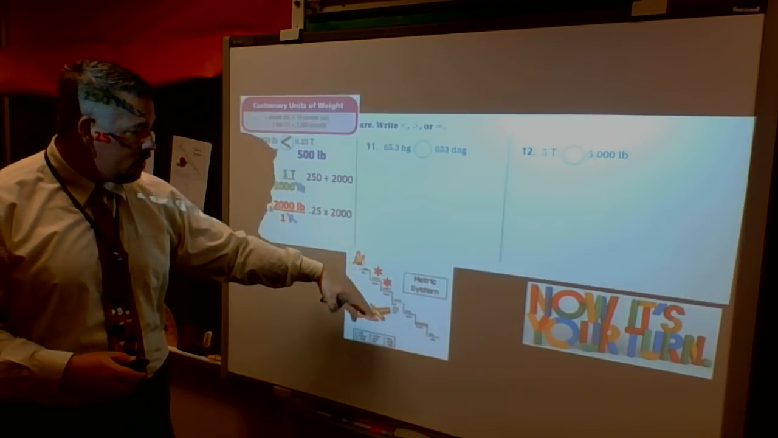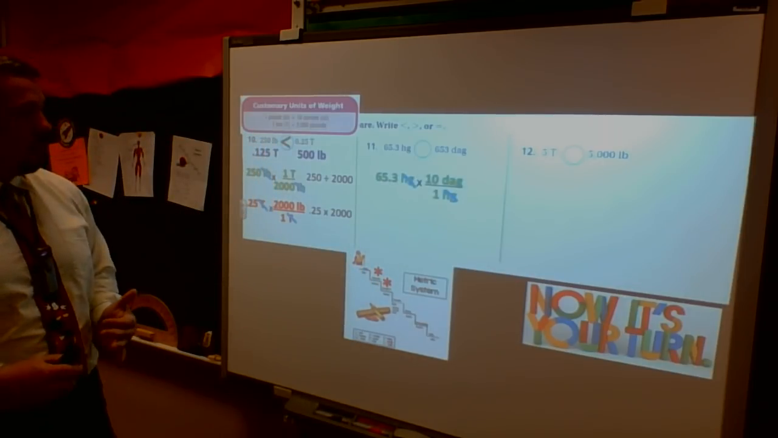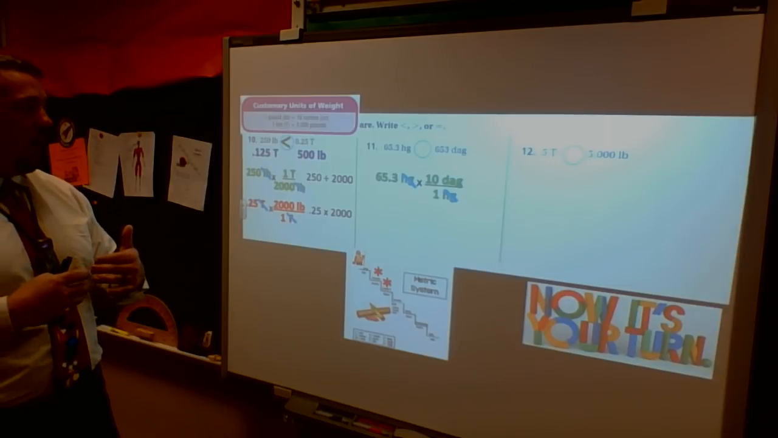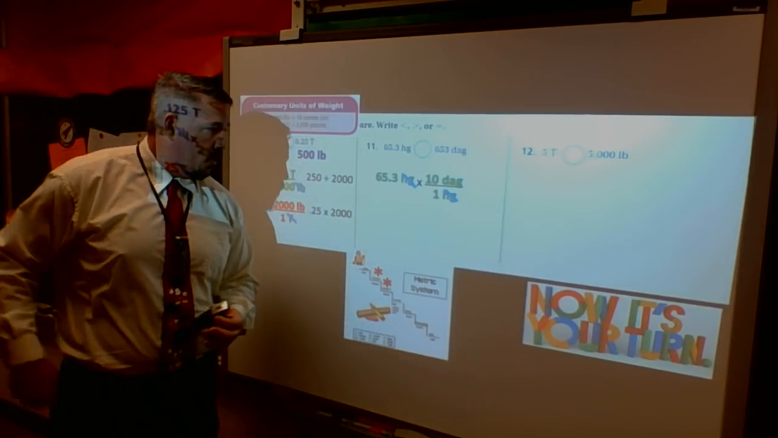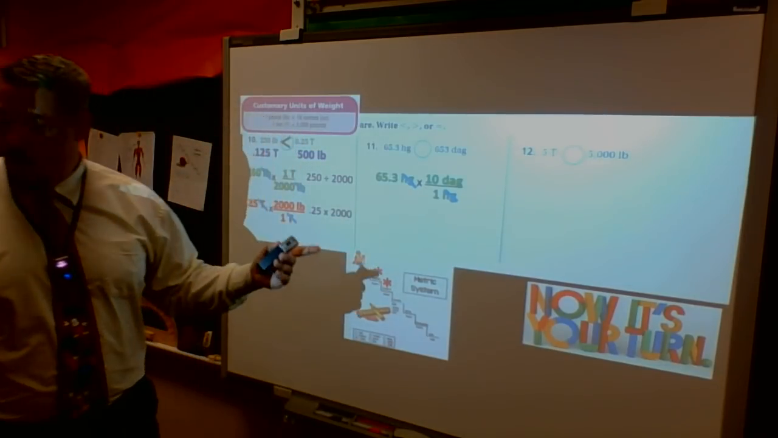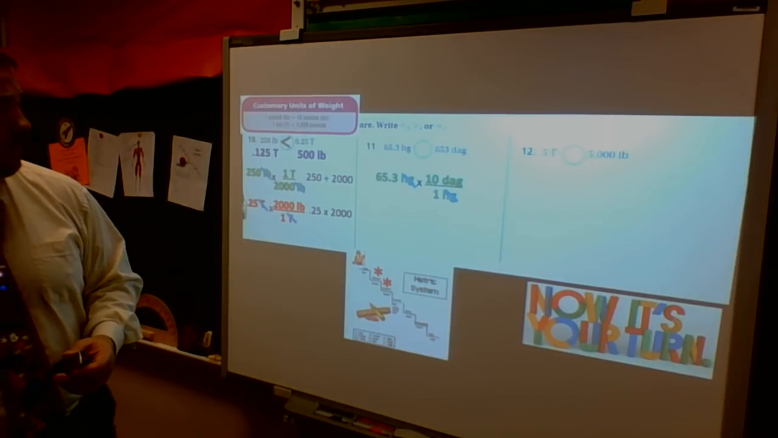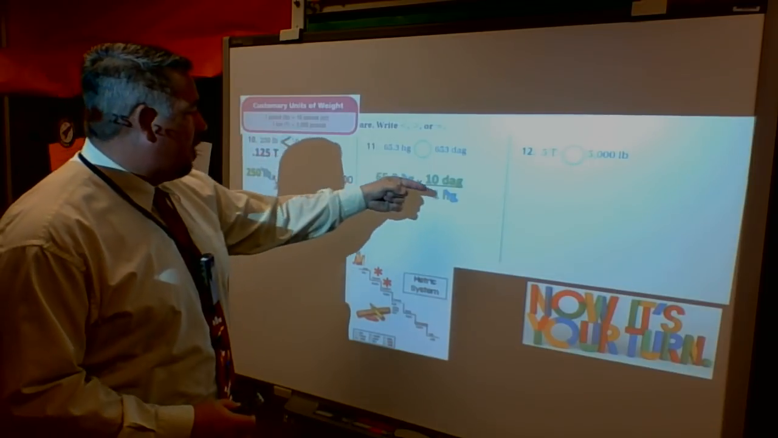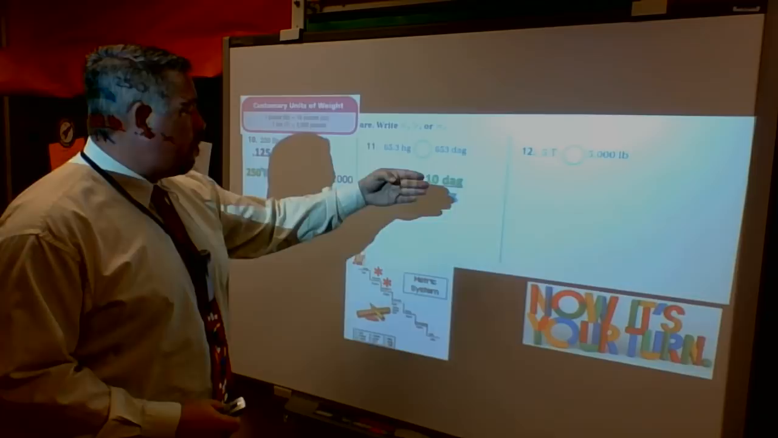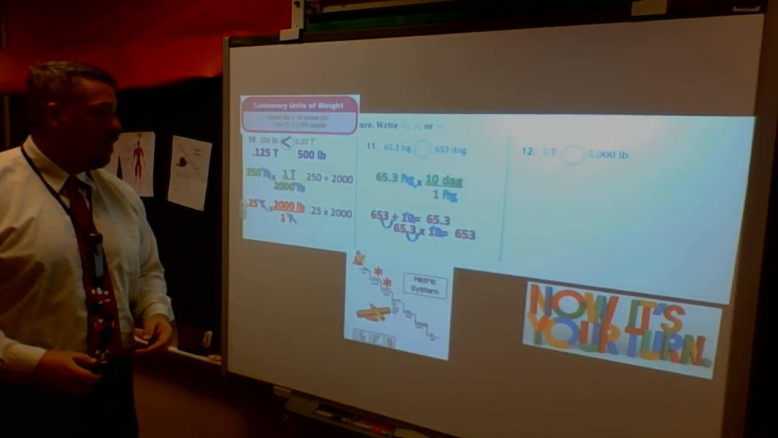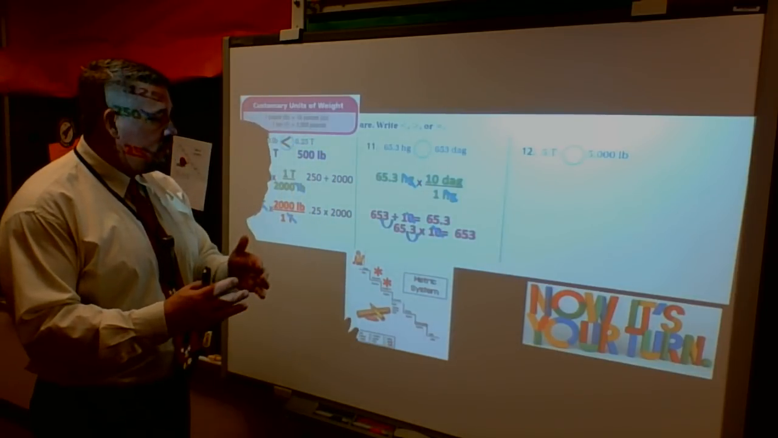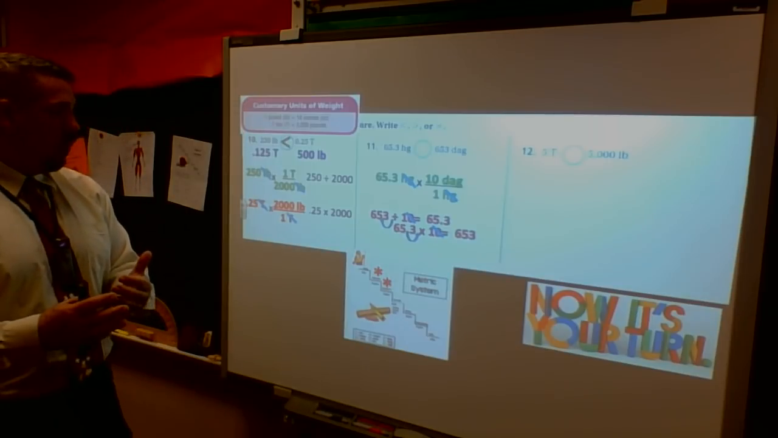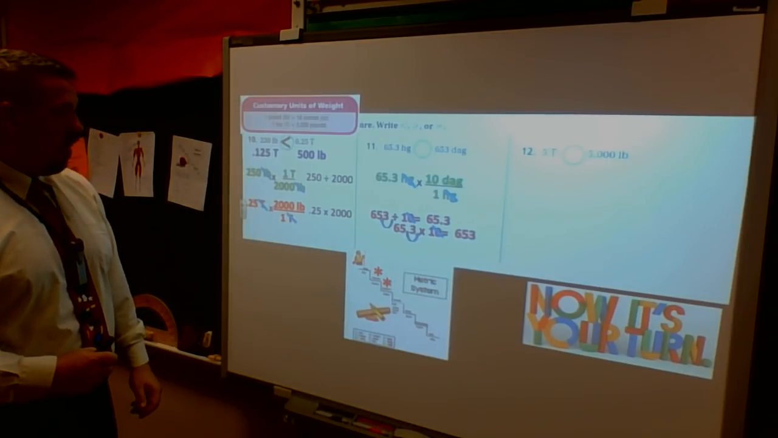I'm either going to go down 1 step or up 1 step. So I'm either going to shift or I'm going to divide. 65.3 hectograms times my 1 decagram. Tells me the hectograms on the bottom, and I'm multiplying by 10. I'm just going to shift either to the right or I'm going to shift to the left.